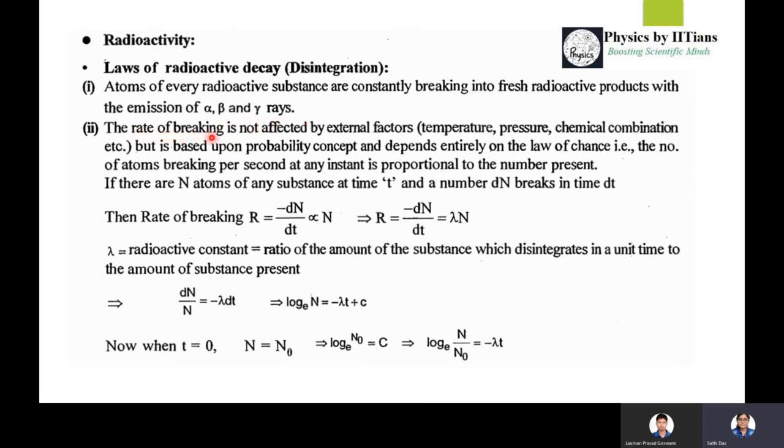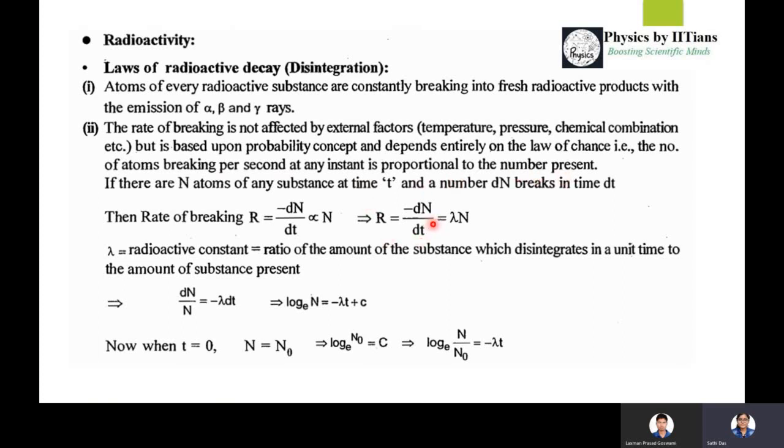Now the rate of breaking is not affected by external factors, like a sudden change of temperature, a certain change of pressure or chemical combination. None of the above can affect the rate of its radioactive decay. But what does it depend on? It is based upon the probability concept and depends entirely on the law of chance, that is, the number of atoms breaking per second at any instant is proportional to the number present.